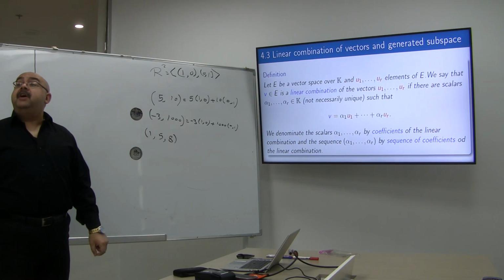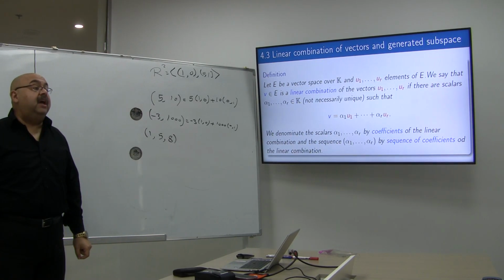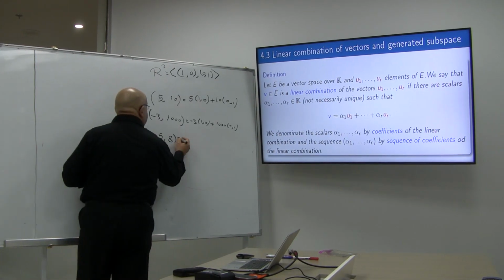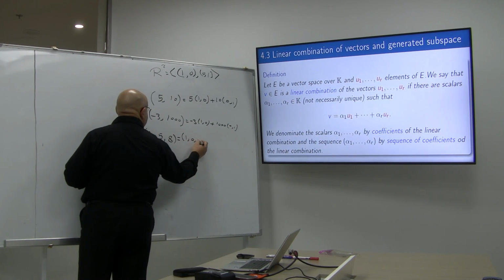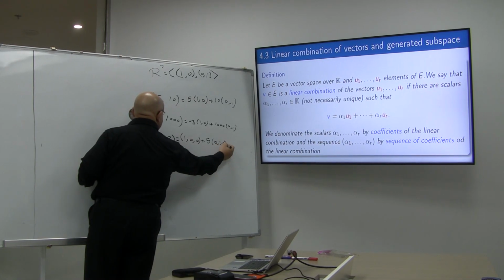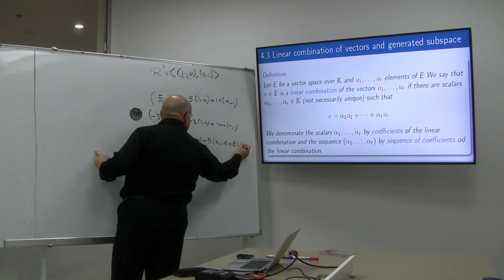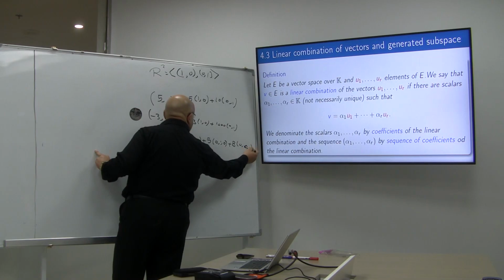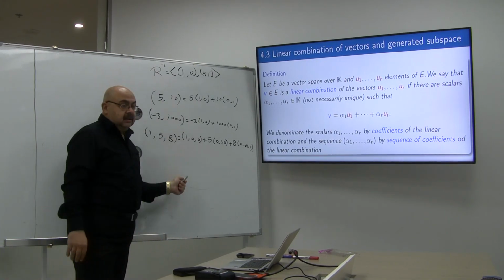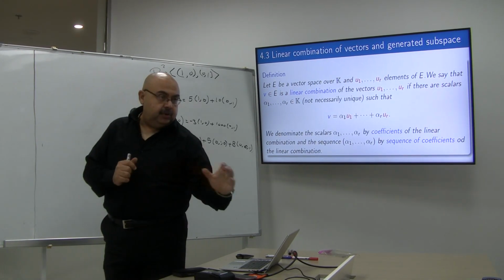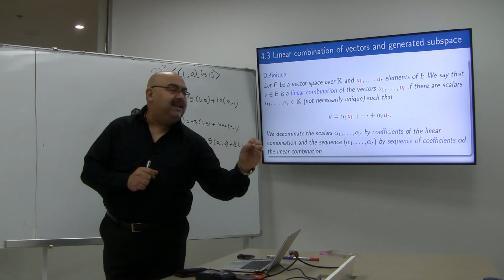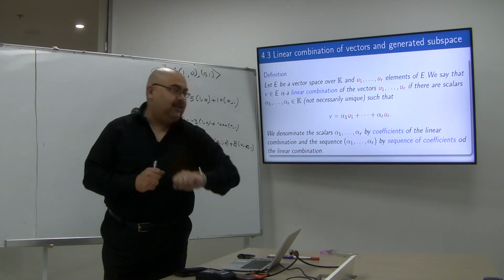Can you find the generators or express it as a generators from the generators of R3? Yes. It can be 1 times (1, 0, 0) plus 5 times (0, 1, 0) plus 8 times (0, 0, 1). So mainly, according to this, I can generate in a vector space. If I have the main generators, I can generate anything else belongs to this vector space.